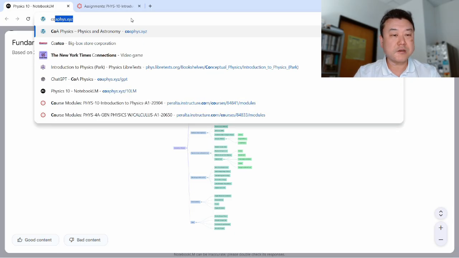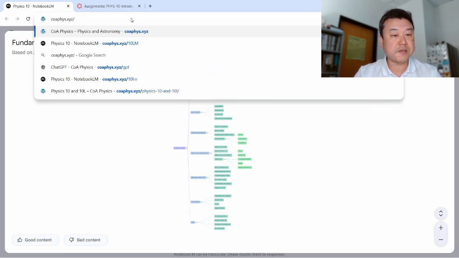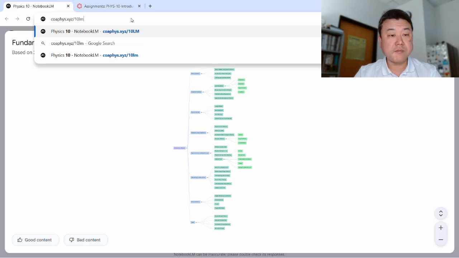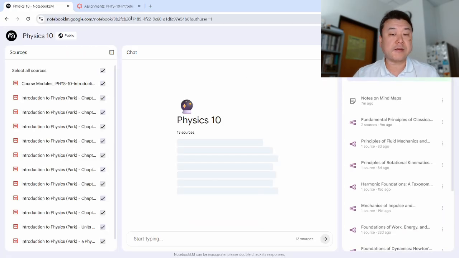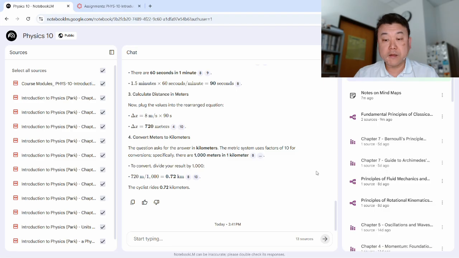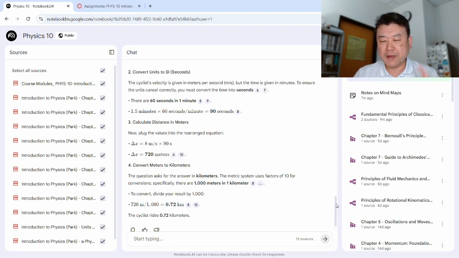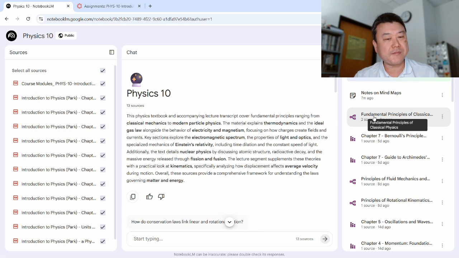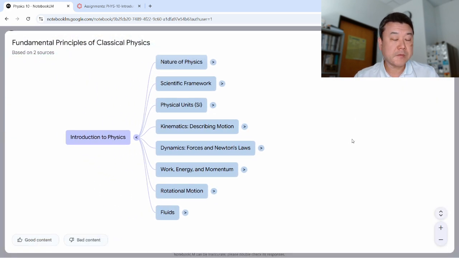Go to coaphys.xyz, slash, this is a short link, 1010 and then LM. It can be capital LM or lowercase lm. I made enough aliases for the link that they will all work. So I don't think I'm going to do an overview using this mind map because I don't think I'm adding anything there by doing that myself.